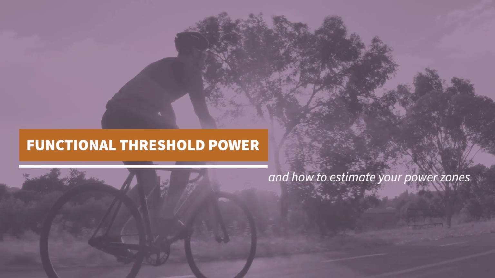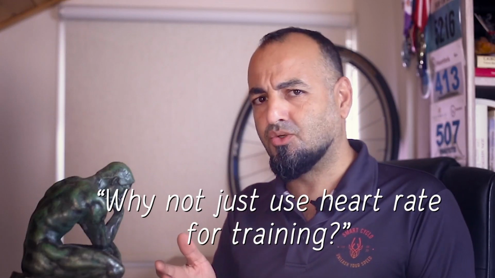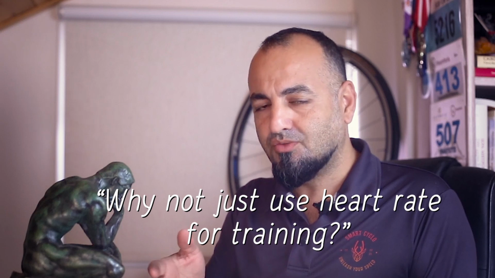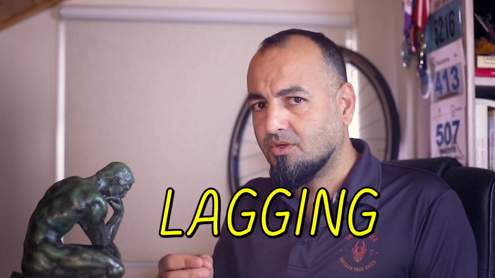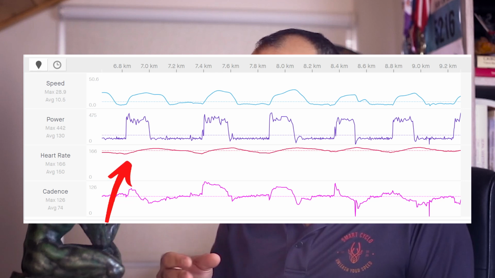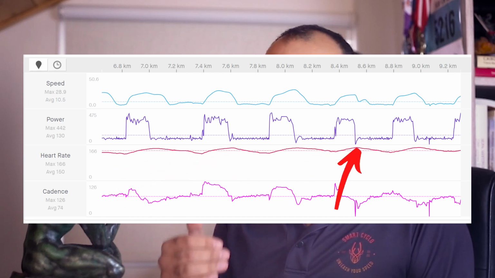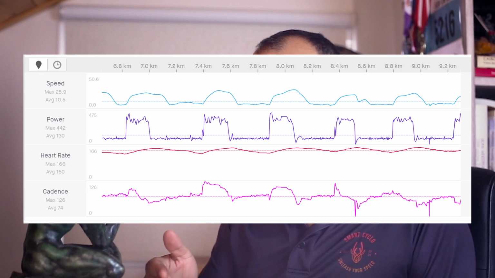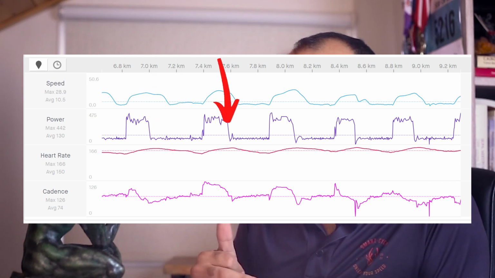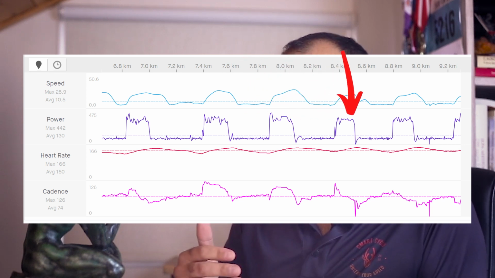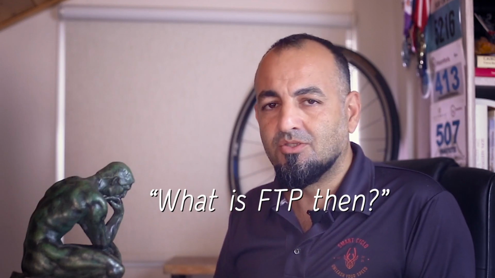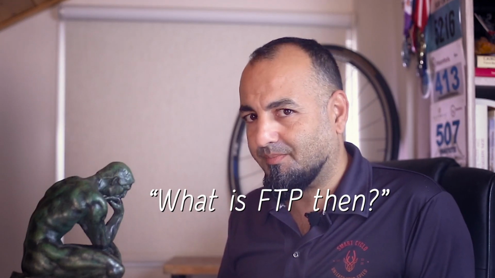But first of all, let's answer the question why choose power instead of heart rate to estimate zones for training. The main reason is lagging. Heart rate is always lagging to show the intensity effort. On the other side, one of the greatest advantages power has over heart rate is that your efforts are immediately and accurately represented.